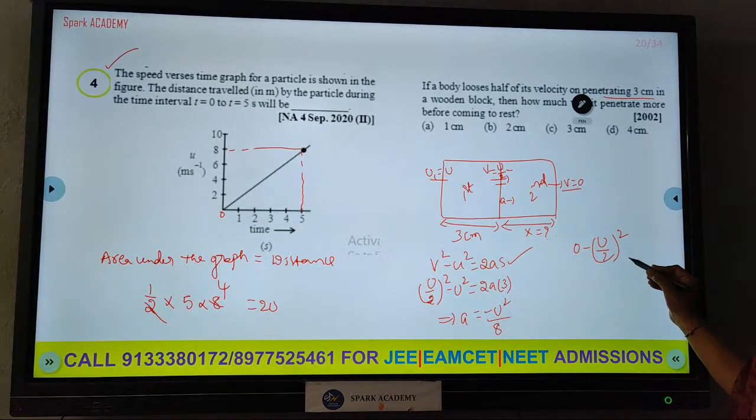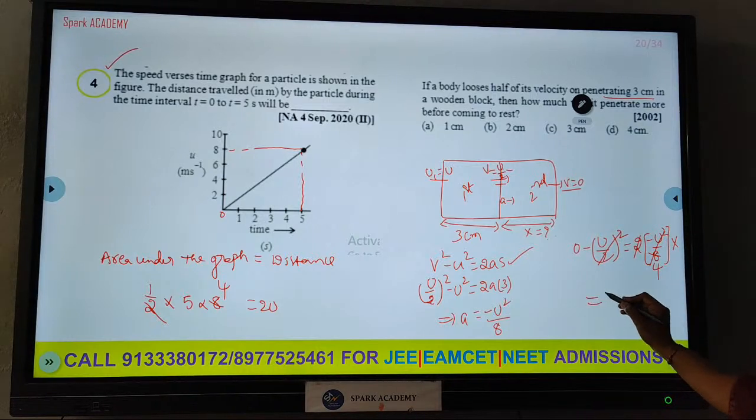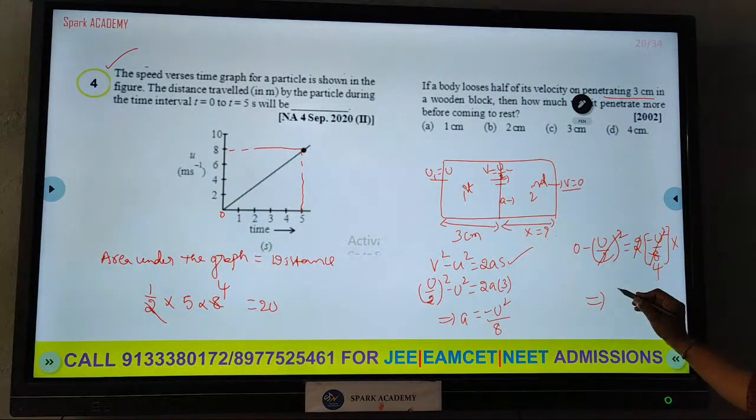So minus u square by 2, that is equal to 2 into minus u square by 8 into x. This x only we have to find. So here 2 cancels 4 times. Now u square by 4, u by 2 whole square means u square by 4 only. This cancels. So finally minus minus also cancel. x is equal to 1.